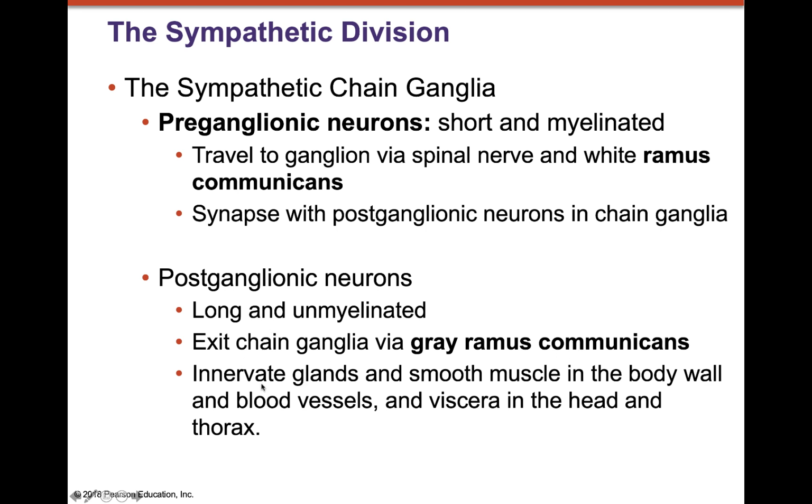Then the postganglion is going to innervate the glands, smooth muscle, and blood vessels, and all the viscera in the head and thorax. Now I'm saying head and thorax because remember we're talking about sympathetic chain ganglia. When we talk about the collateral, then we're going to discuss the digestive organs.